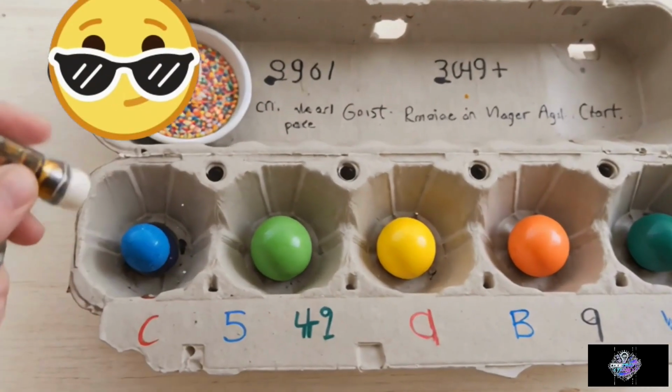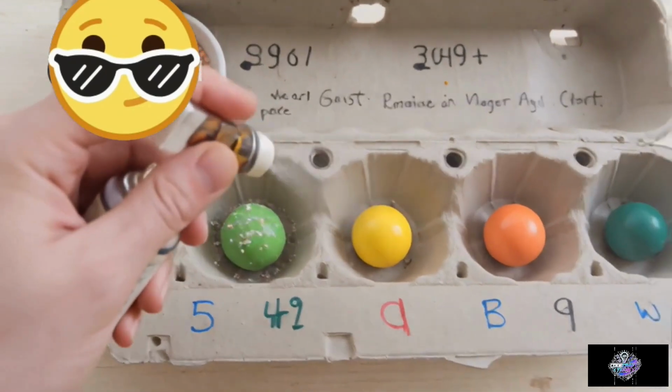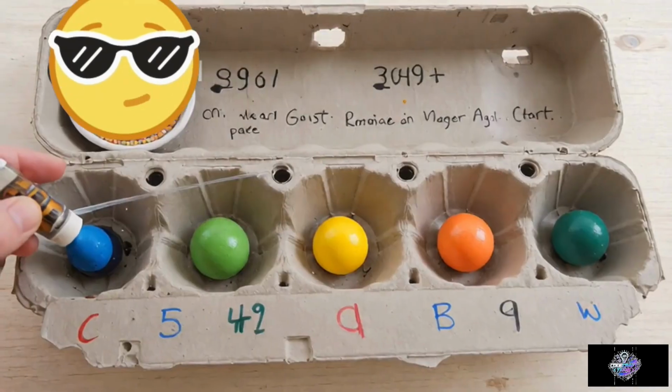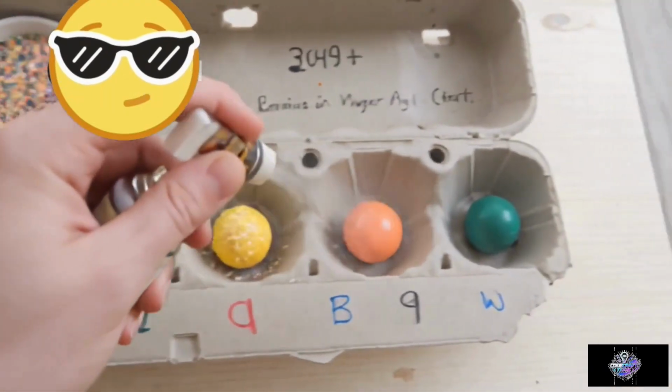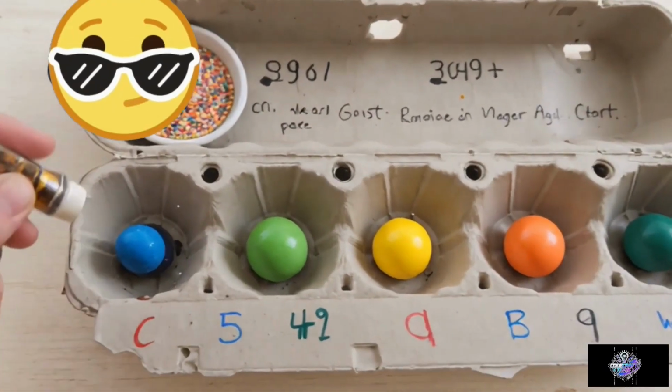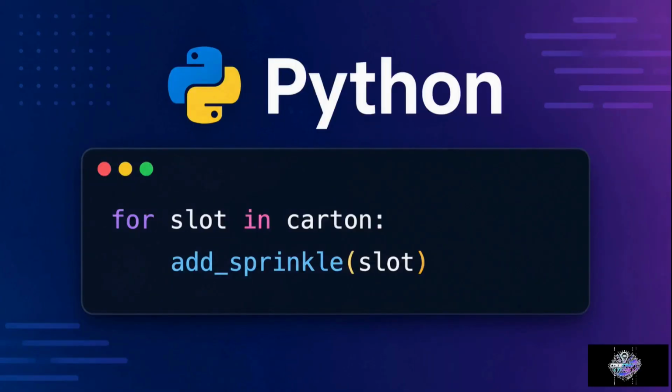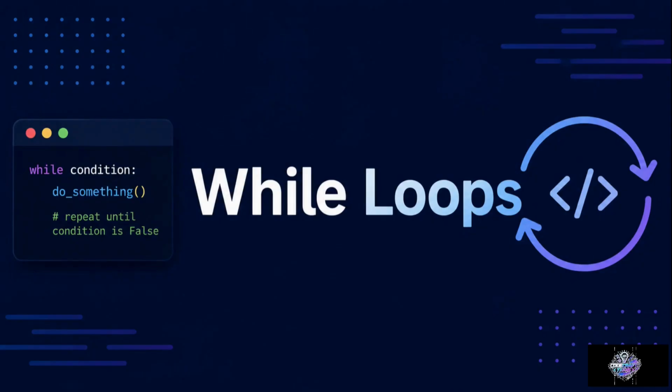Imagine you need to update every single item in your array. You don't write code for each slot individually. You use a for loop. It tells the computer, start at the beginning, do this action to the item, move to the next one, and repeat until you hit the end.